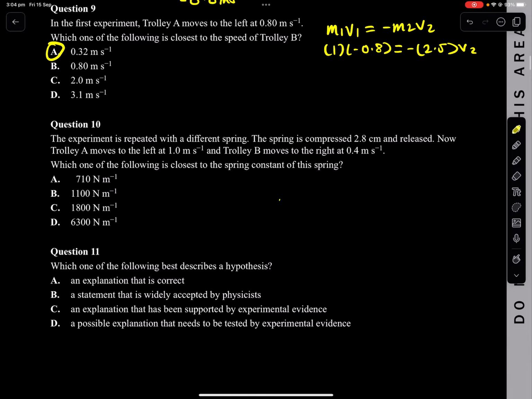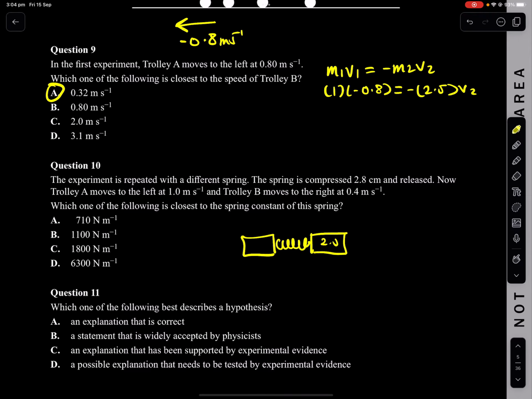The spring was compressed, and these are the trolleys. This is trolley A, this is the 2.5, and this is 1. Because the spring is compressed, it holds all of the energy, and these are both stationary, by the way. So the kinetic energy, EK, of both of them is 0. All of the energy comes from the spring, and we call it strain energy or spring elastic energy.